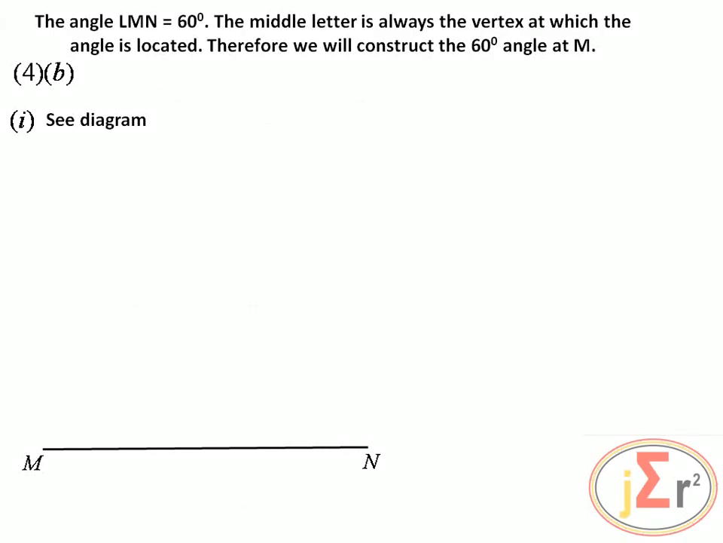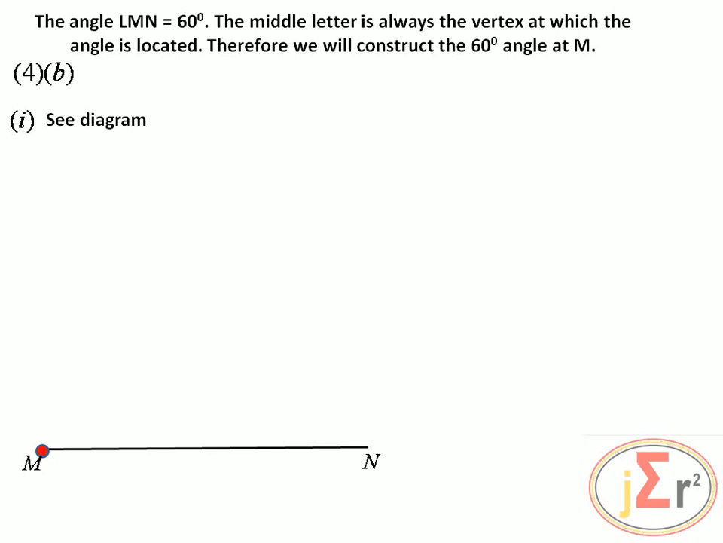The angle LMN is 60 degrees. The middle letter is always the vertex at which the angle is located. Therefore, we will construct the 60 degrees angle at M. We need to be reminded that the red dot represents the point of the compass and the little blue triangle represents the point of the pencil.